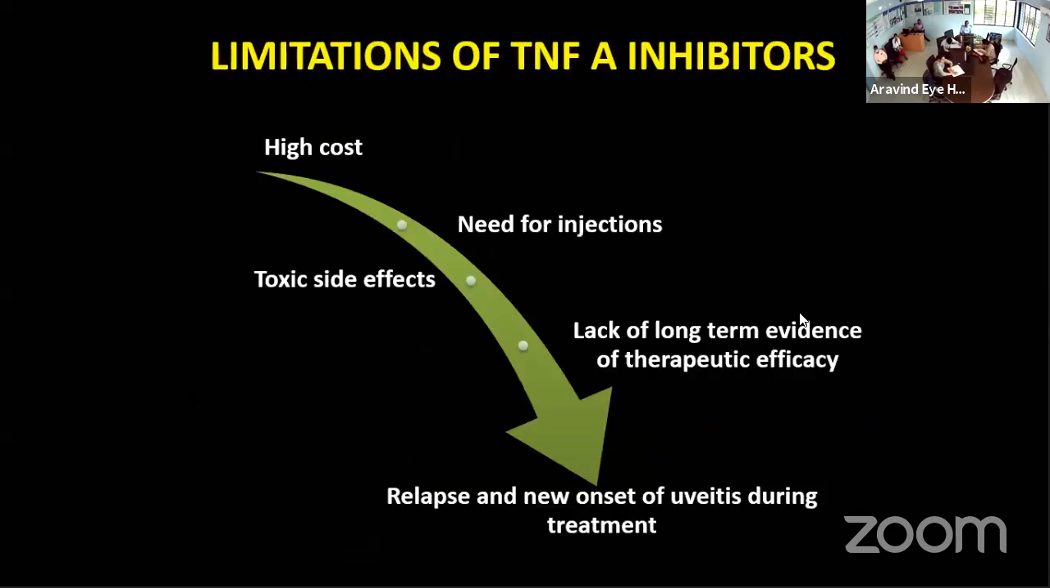The limitations of TNF alpha inhibitors, as I said, are the high cost, multiple injections, and toxic side effects. So when are you going to stop the drug? Nobody knows. When is COVID going to end? We all don't know. Maybe after some time it will stop. When are we going to stop the TNF alpha inhibitor? Nobody knows. Maybe we may have to give it once a month, once in 6 months, once a year, but nobody knows what the end point is.